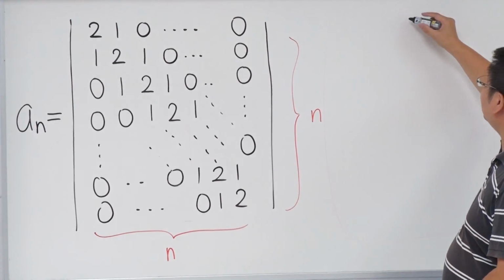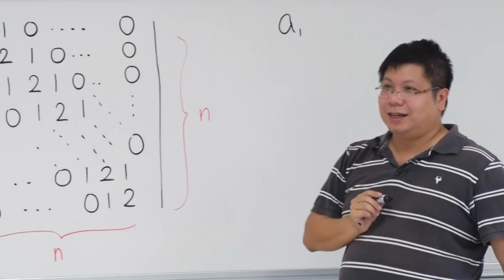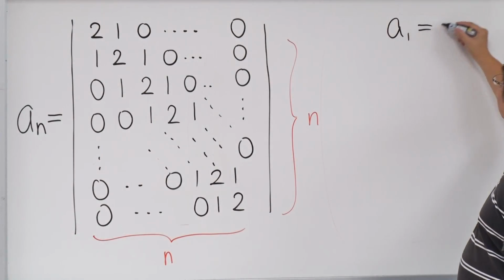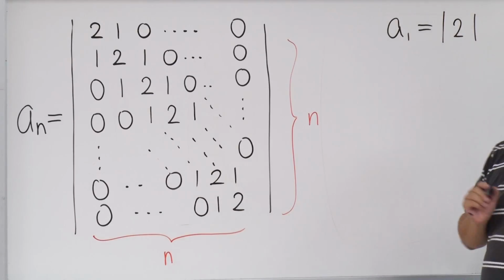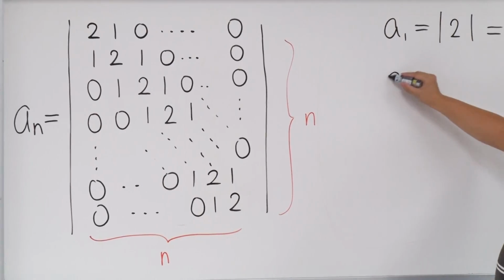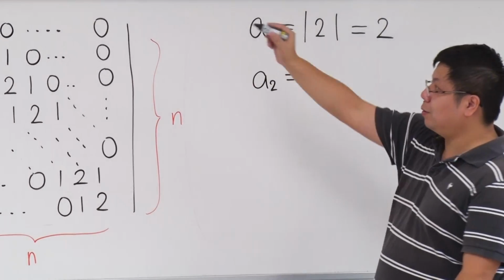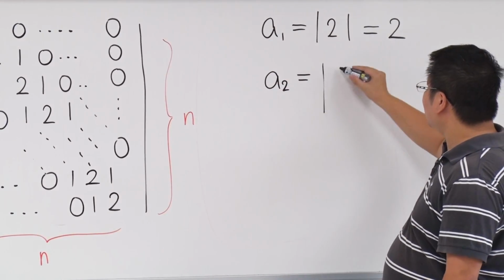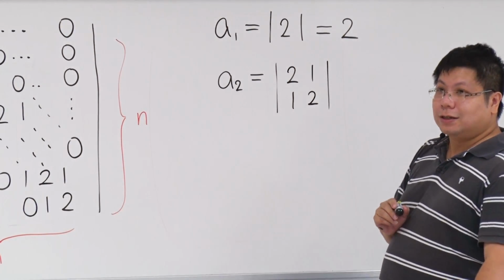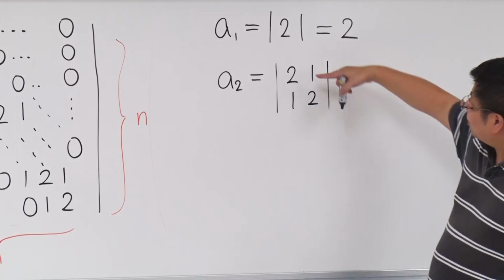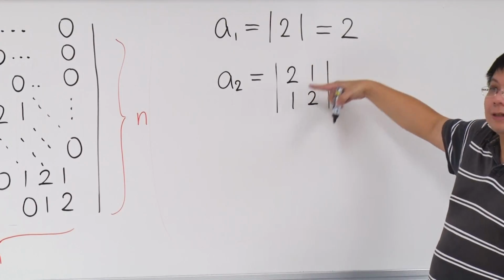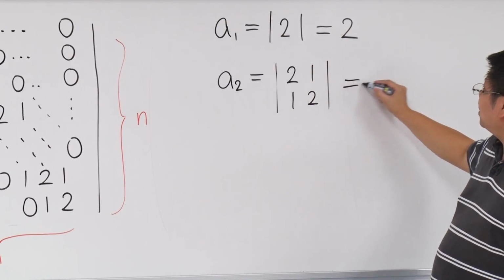So let's do a simple thing first. What is a1? a1 is just 1 by 1, right? So a1 turns out to be equal to 2. Is that okay? And then what is a2? a2 is going to be, you look at 2 by 2. So it is like 2, 1, 1, 2. Is that okay? So 2 by 2, I know how to get the determinant. So I multiply this diagonal, and then minus this diagonal. So this will be equal to 3.